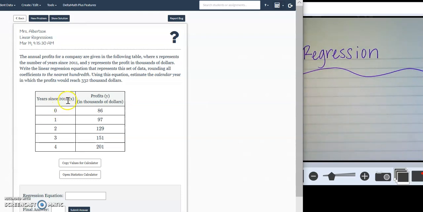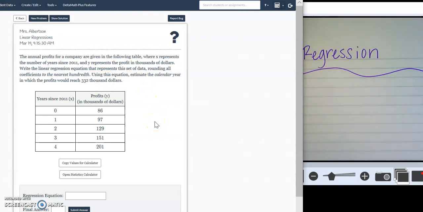We say that 0 is going to be 2011, 1 would be 2012, 2 would represent 2013, this would represent 2014, this would represent 2015. But what we need to remember is when we get our answer to the question that we're being asked, we need to go back and make sure we put it in the correct year. And then this is the profit. So write the linear regression equation that represents the set of data, rounding to the nearest hundredth. And then we need to estimate the calendar year where the profits would reach $332,000.